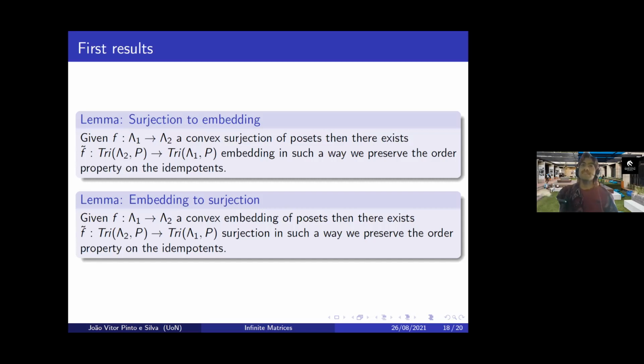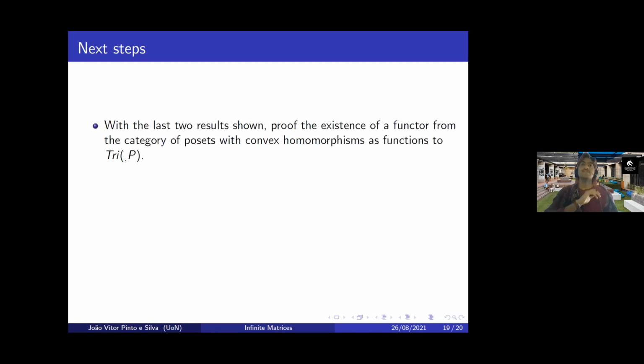And then what are the next steps that I want to follow with this? The first one is the one that I was talking about. I want to use the last 2 results to prove the existence of a functor from the category of posets, where the homomorphisms on my poset category will be just convex homomorphisms, to the category of, here it was supposed to be tri blank p. There is a typo.